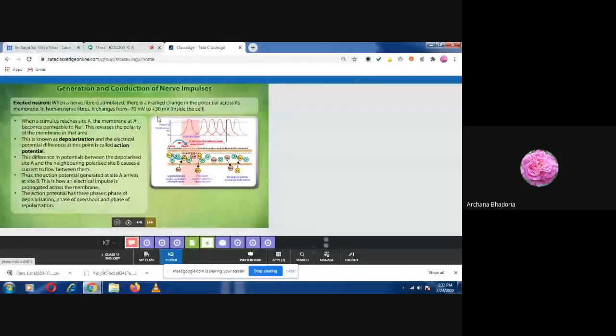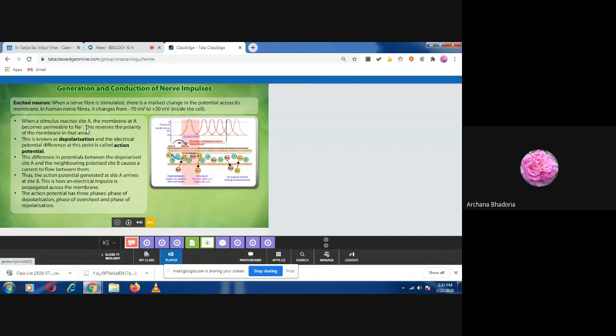Now change the paragraph and write down that when a stimulus reaches site A, the membrane at A becomes permeable to sodium ions. Now, to understand it: sodium ions were more outside and potassium ions were more inside.